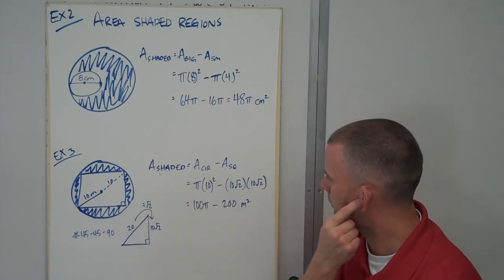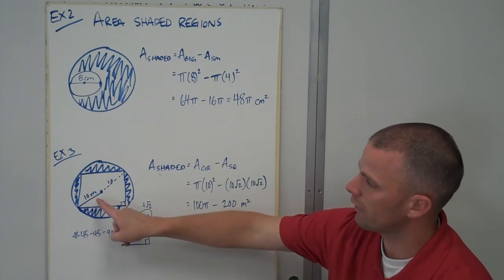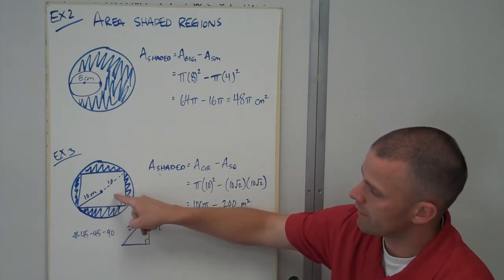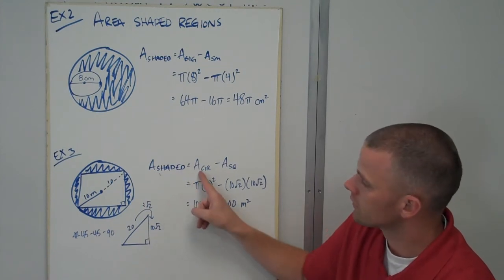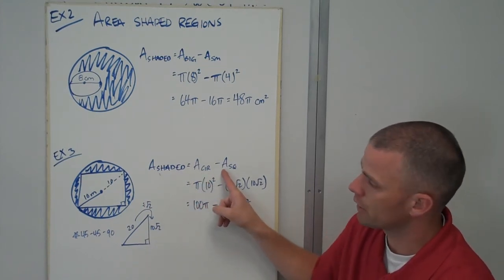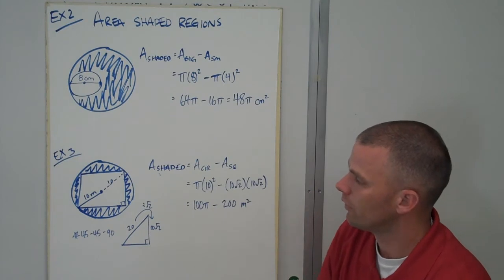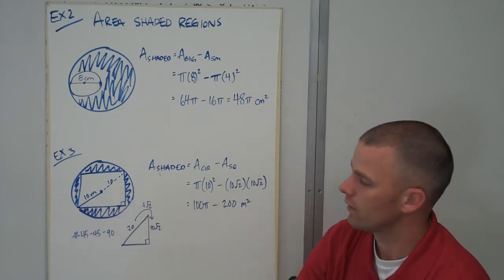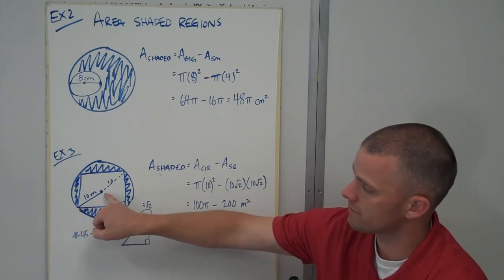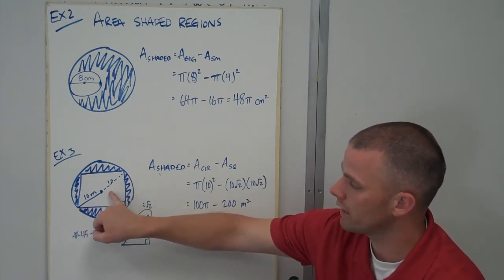Down here, our last example for the day, we've got a square. Don't laugh at my drawing. We've got a square built into a circle. Again, we want to find the area of the shaded region. So we want to take the area of the circle and subtract out of it the area of the square. We know that we've got a radius of 10 meters. If I double that radius, that gives me the diameter, which is going to be 20.